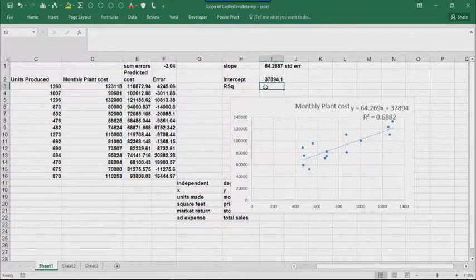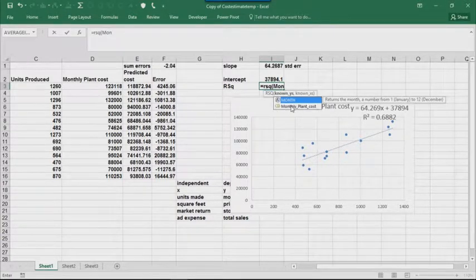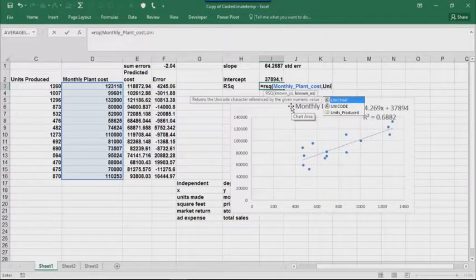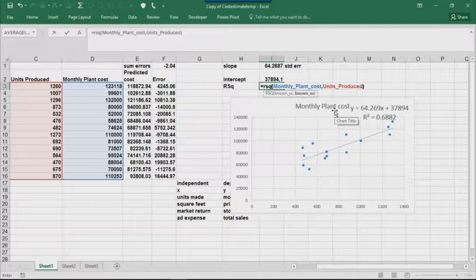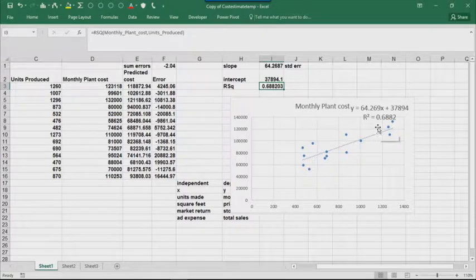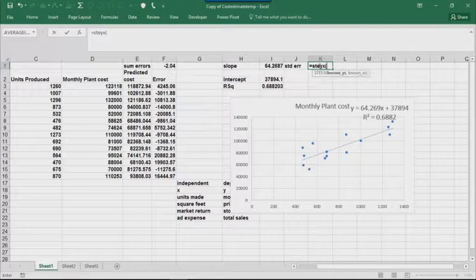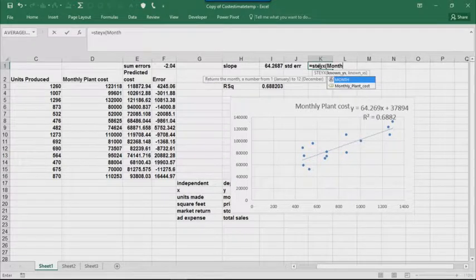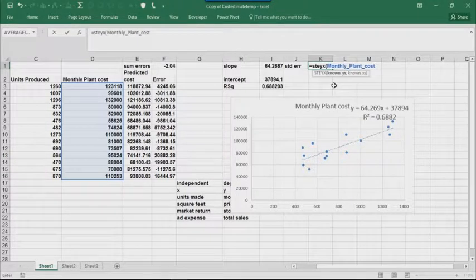The function for that is RSQ. R squared, the Y coordinate would be monthly cost, the Y variable, and then units produced. And it doesn't matter what goes first there, X or Y, R squared will come out the same. But there's your 68.82. Finally, the standard error of the regression, STEYX, and the Y values are in the monthly plant cost column, and the X values are in the units produced column. This will come out about 13,700.